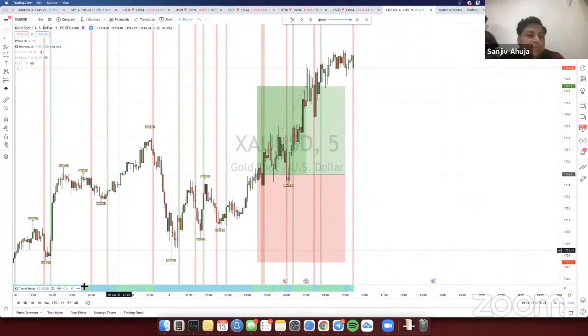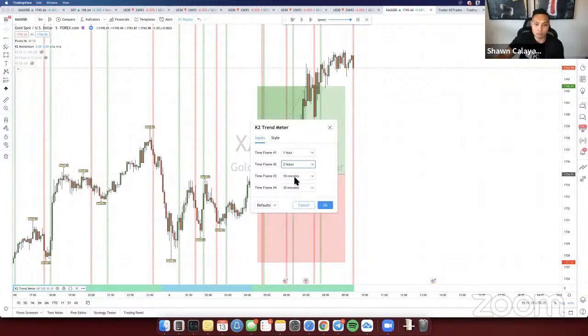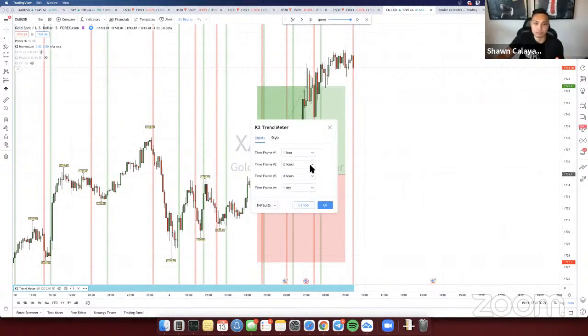And then if you want to swing trade too, you can always go on the higher, like maybe the 1 hour, 2 hour, 4 hour, the daily. And then it will show you the trend for swing trade. So it just depends on your preference.